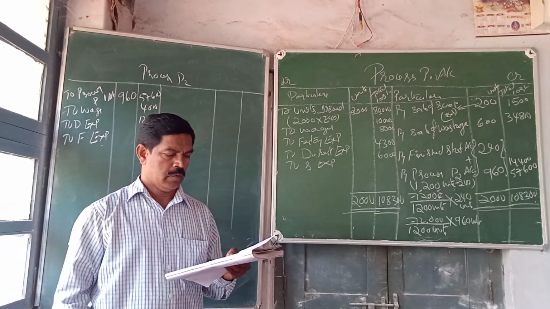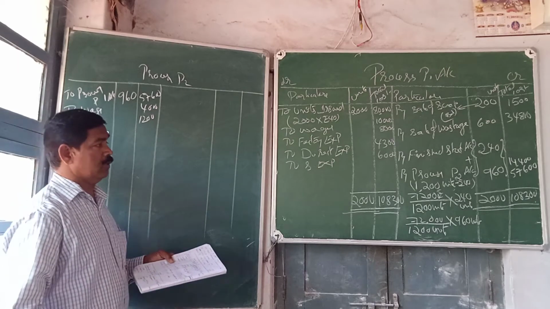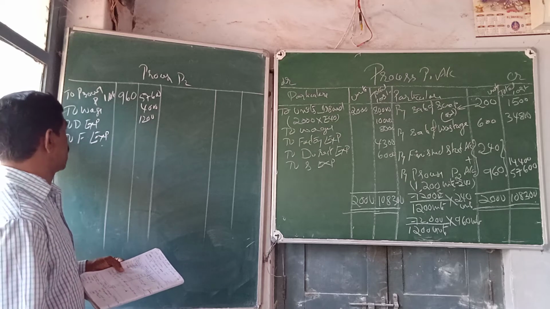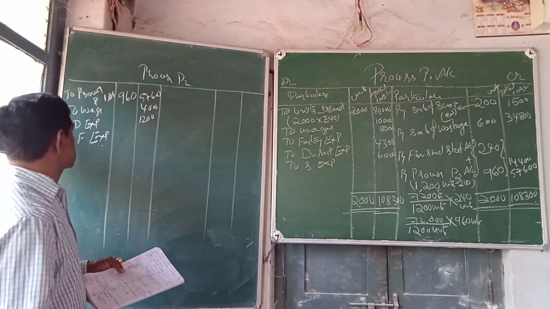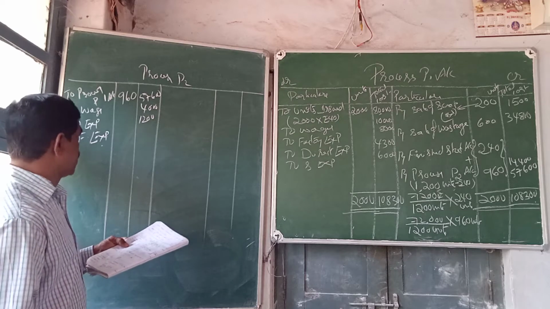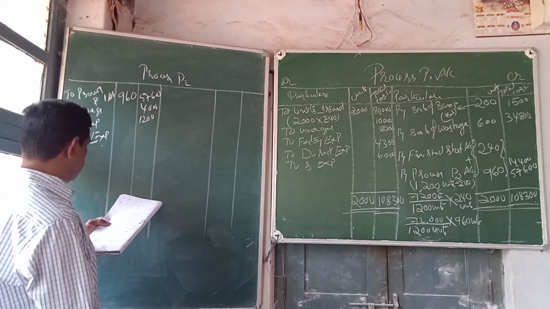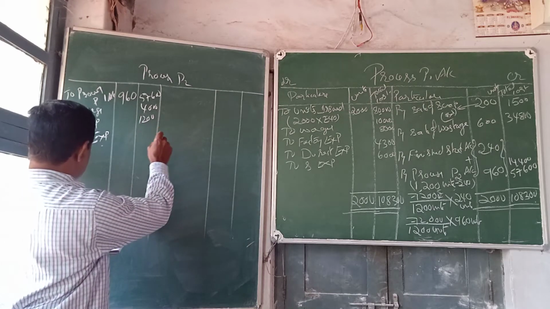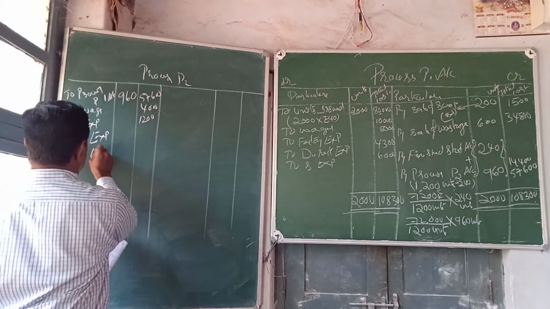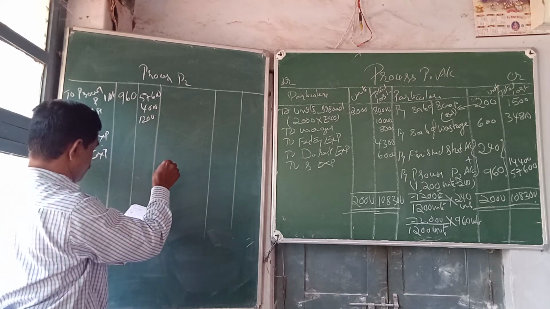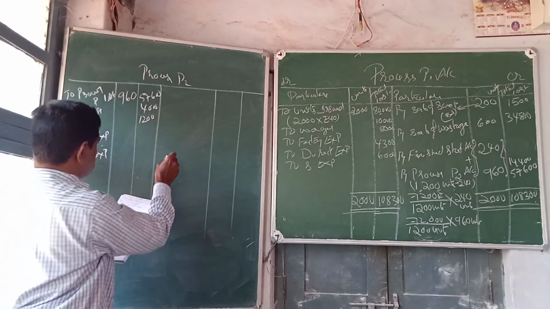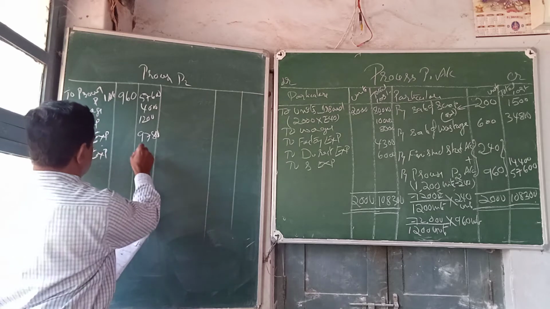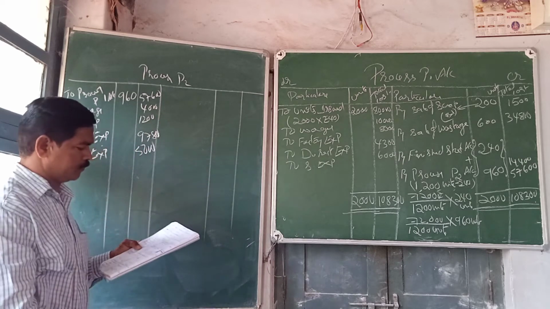So the process P2 account. First of all, the output of process 1 is transferred to process 2. So to process P1 account 960 units for 57,600, wages 4,000, direct expenses 1,200, factory overheads to factory expenses 1,200, then sundry expenses. Here factory overheads 9,780, sundry expenses 5,000.